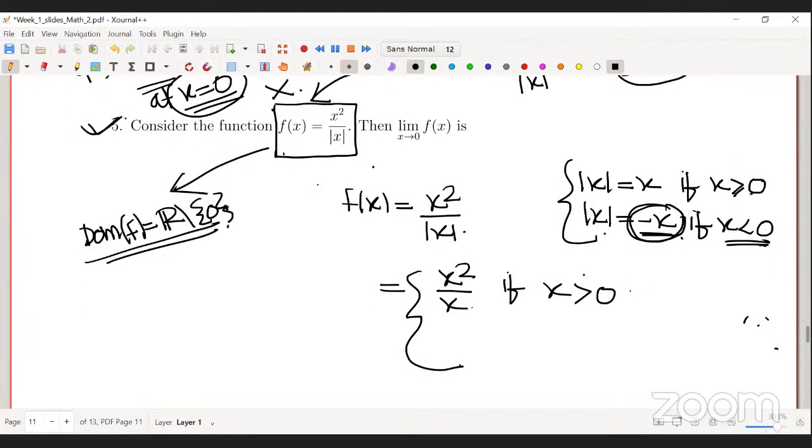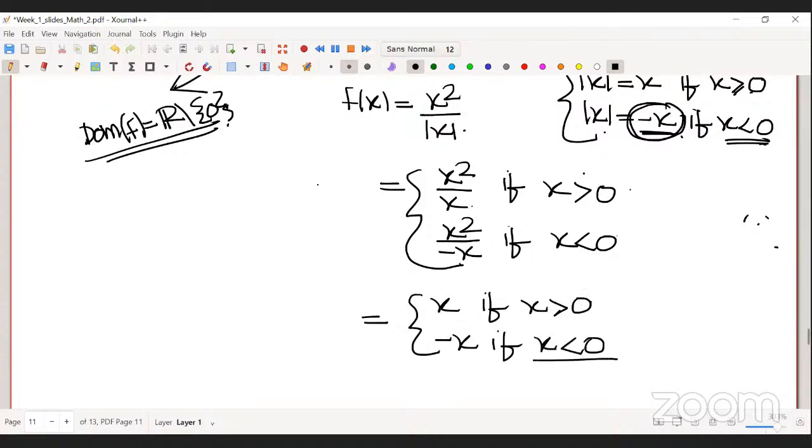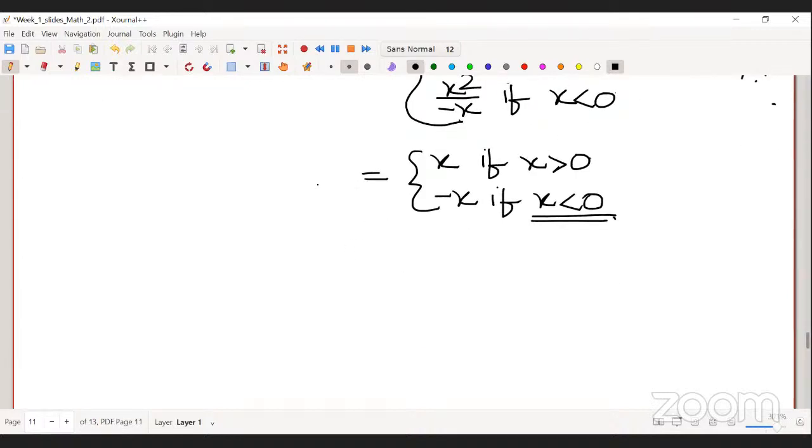Okay, so this I can write x square by minus x if x is less than 0. So what I am getting is x if x is greater than 0, minus x if x is less than 0. So finally this is my function, in some simplified form. And what I am trying to compute is the limit of the function at 0. So the left hand limit.